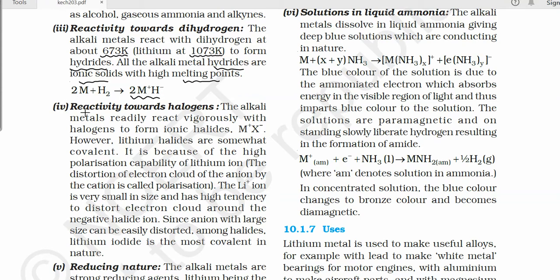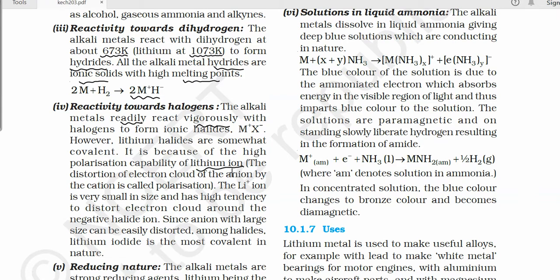Next is the reactivity towards halogens. The alkali metals react very vigorously with the halogens to form ionic halides, that is MX, where M is the alkali metal and X is the halogen. However, lithium halides are somewhat covalent. The lithium halides are generally covalent, but the other alkali metal halides are ionic. It is because of the high polarizing capability of the lithium ion.